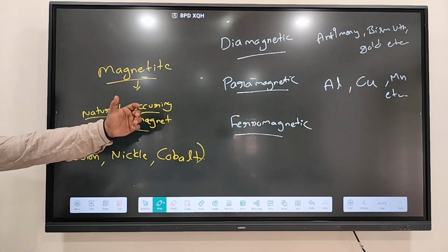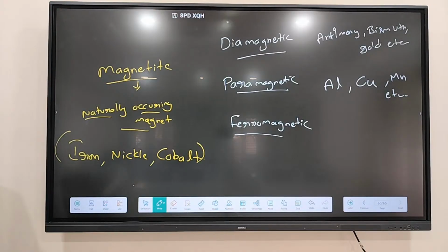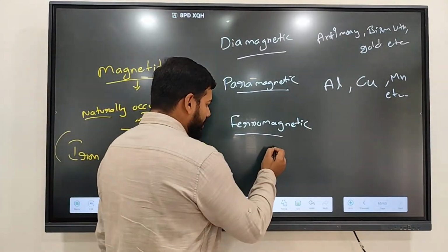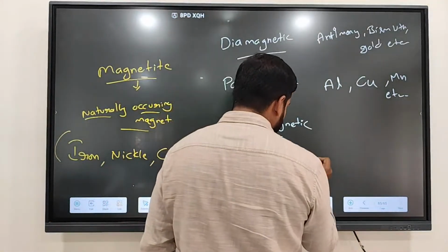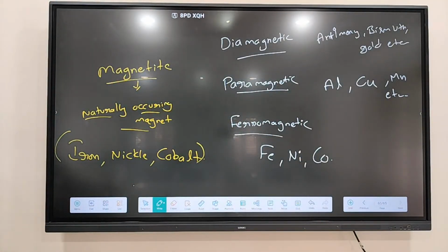Ferromagnetic material will attract with the magnet, strong attraction towards the magnet. Artificial magnets are produced with ferromagnetic materials. Artificial magnets: iron, nickel, cobalt. Fe iron, Ni nickel, Co cobalt. Capital letter C, small letter o. Capital C, capital O means carbon monoxide, right? This is capital C, small o, cobalt.